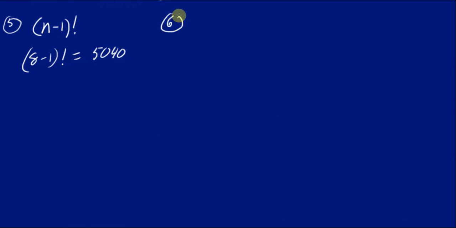6, how many arrangements are there of the letters in the word great? None of those letters repeat. So basically, I'm just looking at how many different possible permutations I can make with those letters. So it's a permutation of 5 things taken 5 at a time. We know that's just going to be n factorial. So that's going to be 5 factorial, or 5 times 4 times 3 times 2, and that is 120.